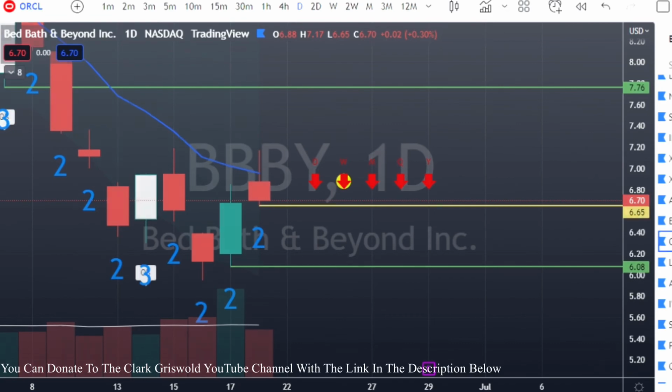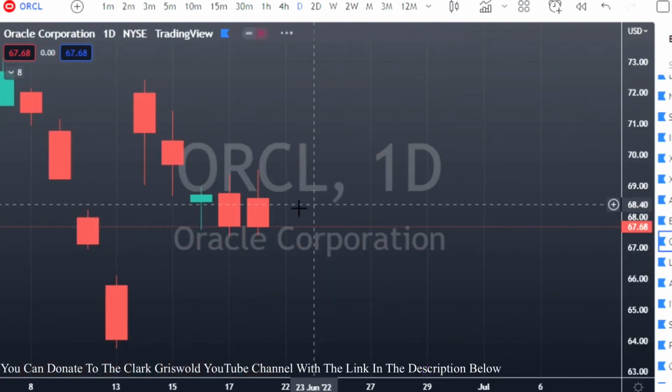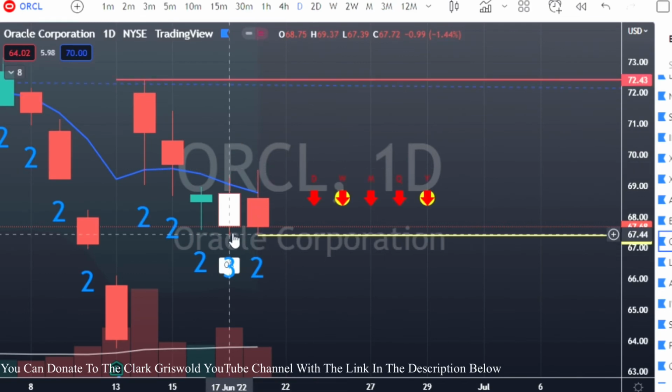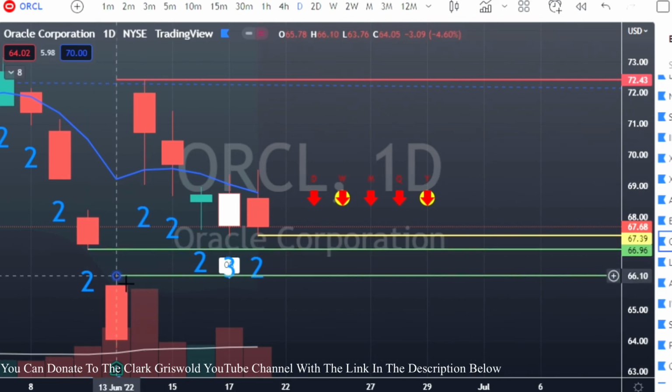I'll give you 2 bonus plays here. One is Oracle, O-R-C-L. Oracle has a 2 up that finished red, okay? Our low of the day here, our trigger is the same as this. So my first target on Oracle is going to be right here, the bottom of the wick. My next target on Oracle will be the top of the wick because there is no candle here.